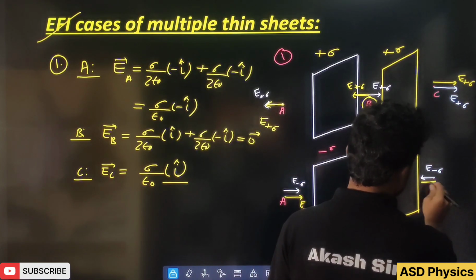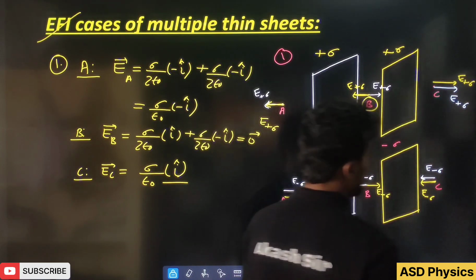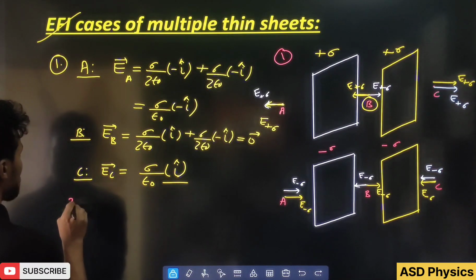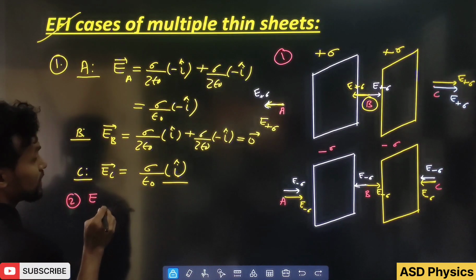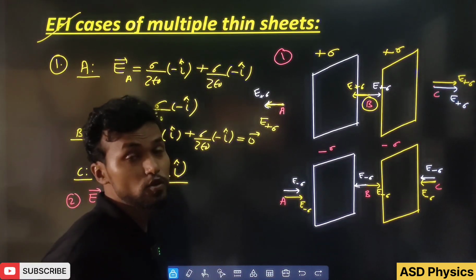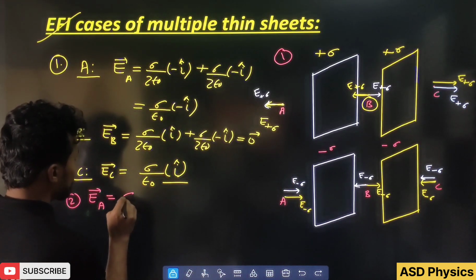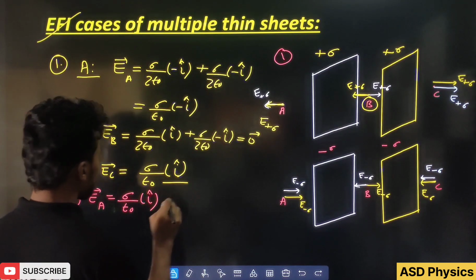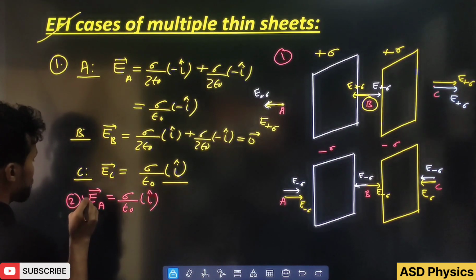And here also at point C, also towards, E minus sigma. Now I will directly write the values here for the case number 2. So the electric field at point A is given by, you can see both the electric fields are going to add up. So sigma by epsilon naught i cap. Similarly, this is at point A.